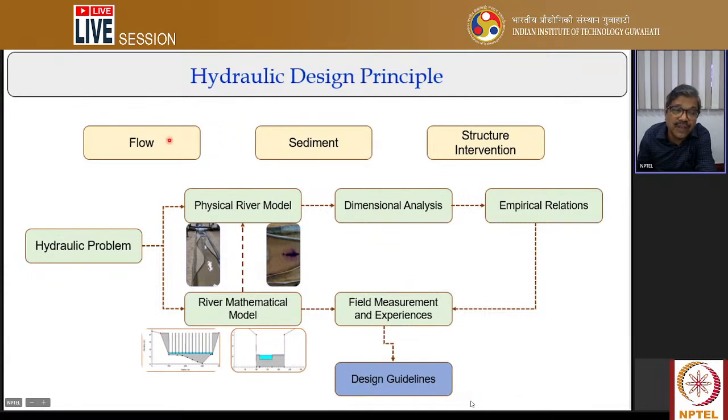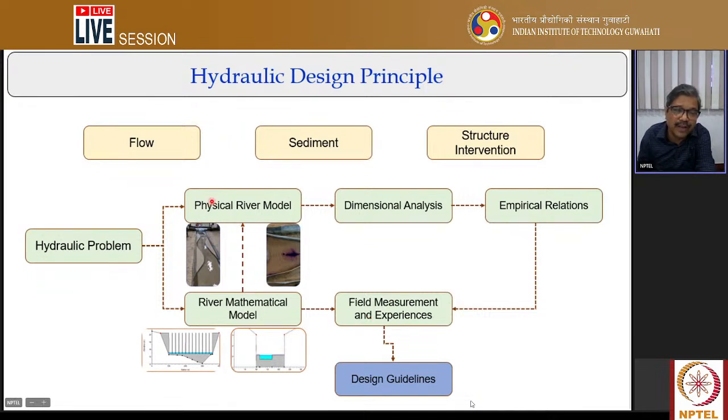It's a very interesting problem, because there is flow, there is sediment, there are bed materials, flow is coming in and going out, and the hydrodynamics, the velocity field and the pressure field are all changing. Also, the structure interactions are happening. Considering all these effects, we try to look at the design guidelines.